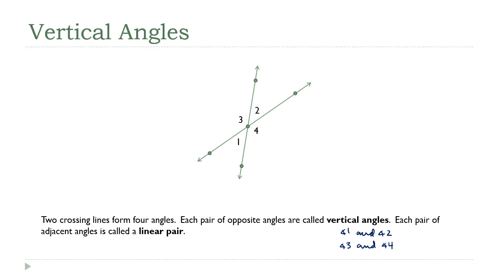So there's actually four of those. Angle 3 and angle 2 are a linear pair. Angle 2 and angle 4 are a linear pair. Angle 1 and angle 4, and angle 1 and angle 3. Those are also a linear pair.